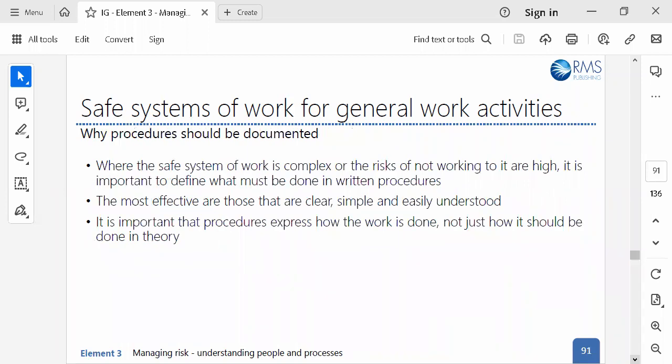Why should a procedure be documented in a safe system of work? Because the document is a record, whether the safe system of work is complex or the risk is high. It is important to define what must be done in a written procedure. We need all the safe system of work in a written procedure because that will be recorded and we can use it later. The most effective are those that are clear, simple, and easily understood. It is important that the procedure expresses how the work is done, not just how it should be done in theory. We need it practically, how the procedure will be done in the organization, because we will use this procedure repeatedly.